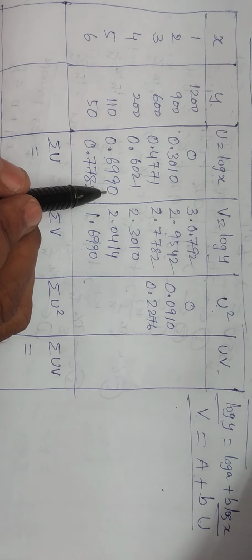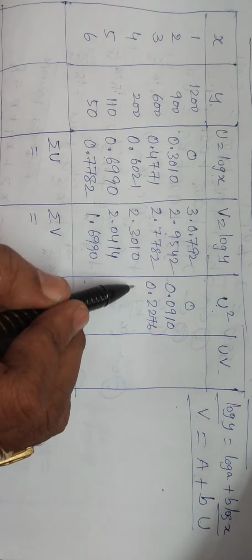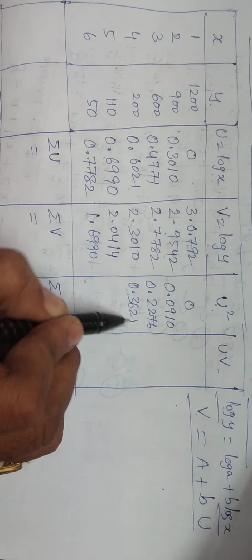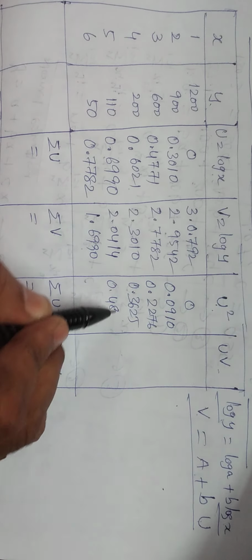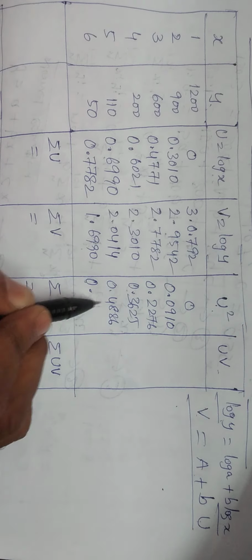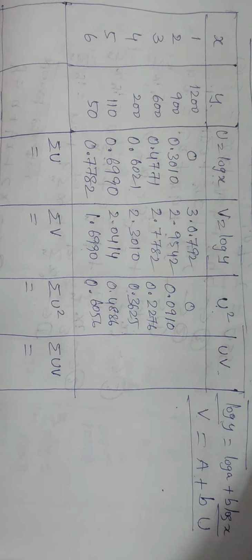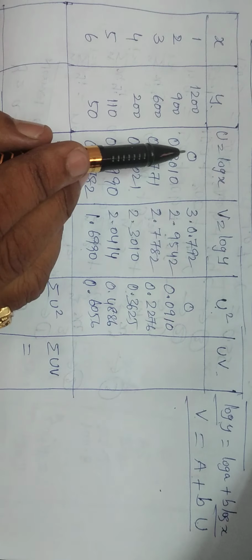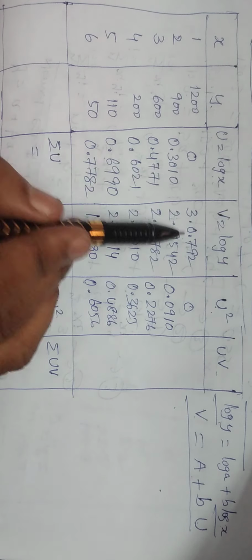Like that you have to calculate the u square values: 0.3625, 0.4886, and 0.6056. These are the values here. And after that, uv: we have to multiply u and v. These are the two columns you have to multiply.